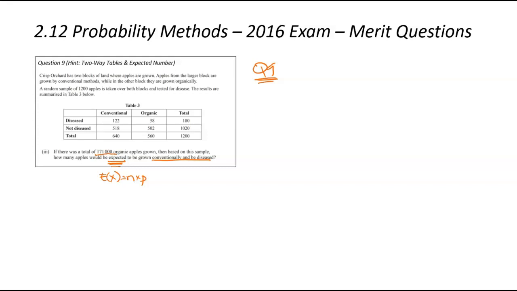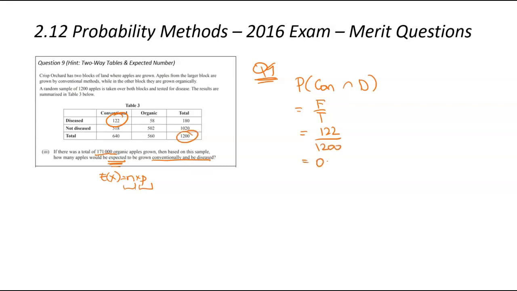So to find this, normally you're given the n value, but this time around, we're given a number. That's not the total of apples though, that's just a total of the organic apples. And you also need to find the probability of the thing you're interested in, which in this case is the conventionally grown apples. Let's start off with the probability. So probability of, I'm going to write con for conventional and D for diseased. That's going to be F over T. And conventionally and diseased apples, that's that 122 up there, and the total 1200 down the bottom.